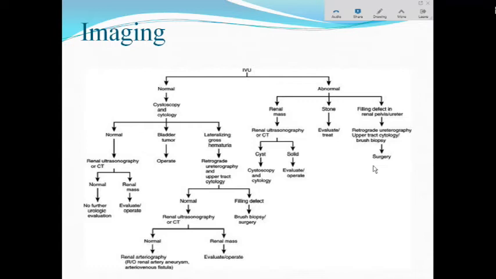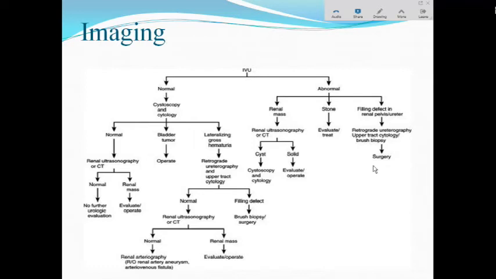If CT shows a mass, you have to operate. But if CT is normal, you still suspect a renal artery aneurysm or AV malformation, which has to be ruled out. But if the retrograde urography or cytology is abnormal, there is a filling defect, you can proceed with the plan: surgery, cytology, or biopsy. If the IVU is abnormal, it can be a stone, to be treated accordingly. There can be a filling defect in the renal pelvis or ureter. Then again you have to do retrograde urography and upper tract cytology and proceed accordingly.